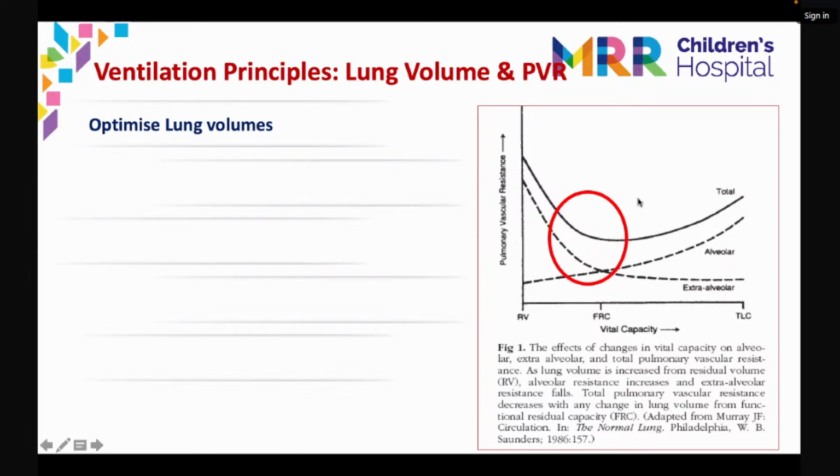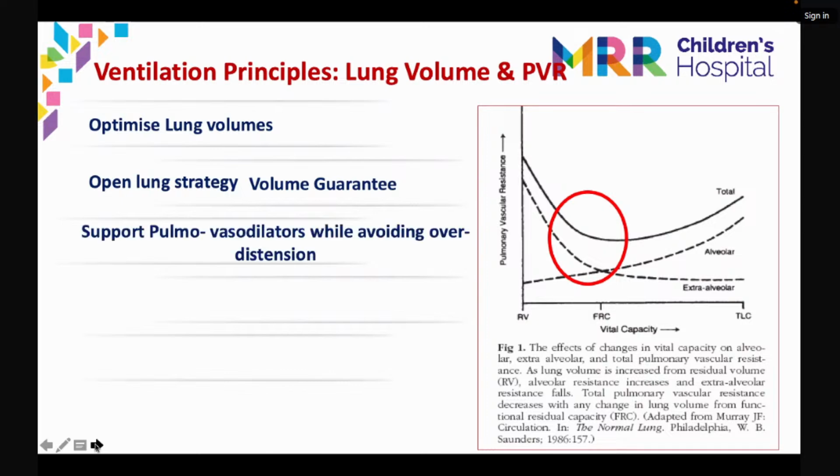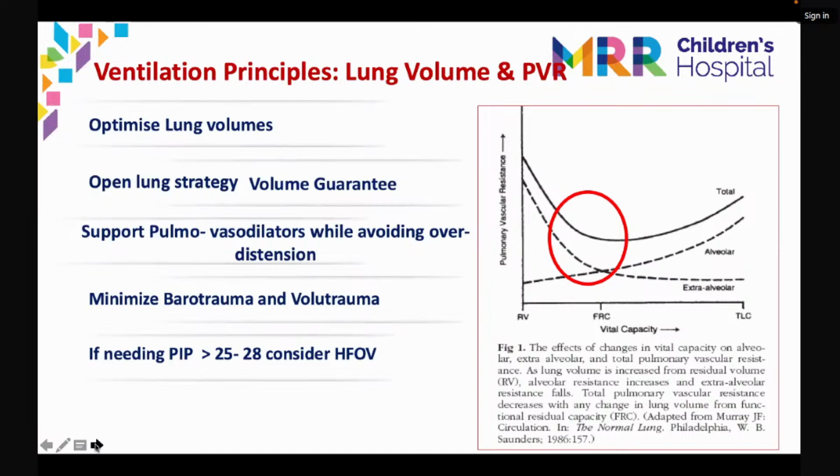So you want to find the sweet spot of the FRC, which is only going to happen once you slowly and steadily start increasing the pressure to a point where your saturation starts worsening, and then you come back to the original pressure where you have optimal saturations. So try using open lung strategies, try using volume guarantee ventilation. Then you support this with pulmonary vasodilators while you avoid over-distension or air leaks. Minimize barotrauma, volutrauma, and if you require PIPs of more than 25 to 28, you might consider high-frequency ventilation. Depending on your heterogeneous lung disease, you might give 2 to 3 centimeters higher than the MAP you were giving on the conventional ventilator.